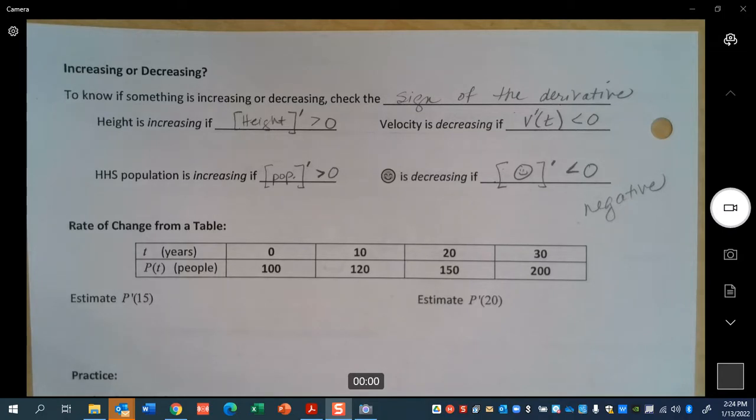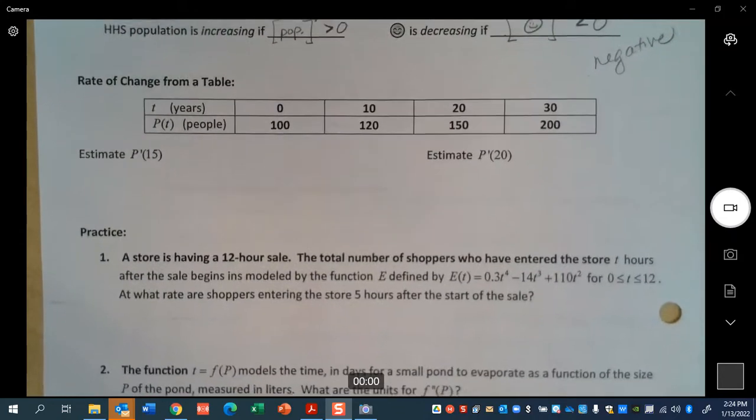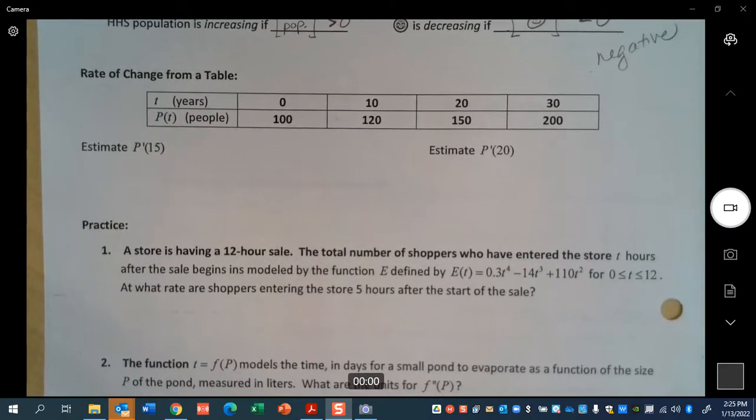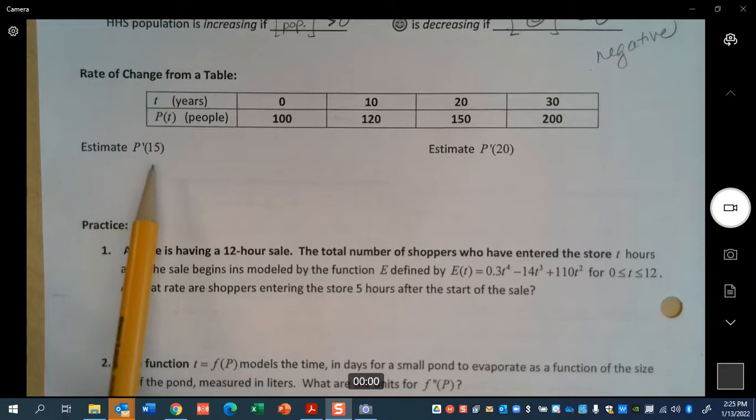We can use a table of values to help us estimate things. With your group, talk about the rate of change of people per year. Estimated at 15, estimated at 20. Rate of change, you mark a second.